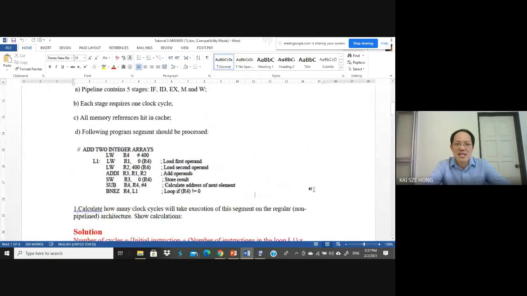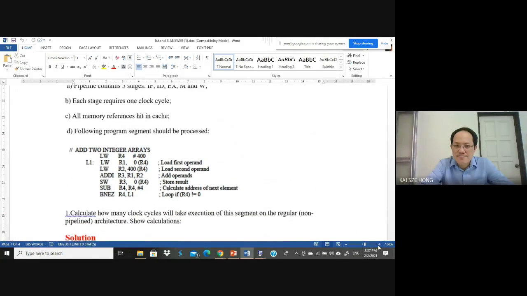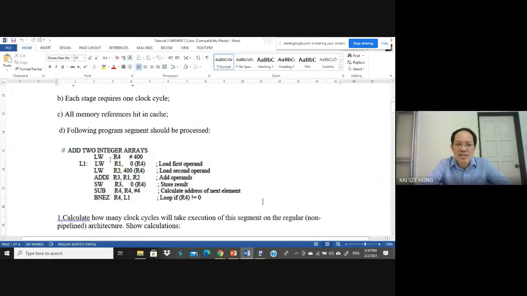Okay, basically, let me show you the idea is like this. Here is 400, right? So every time they subtract 4, means they will run 100 times for this L1 until here. Branch not 0. If let's say the R4 is not 0, then you can branch to L1, label 1. So in one instruction, okay, so here you branch 100 times. So you have the 101 instructions. So let's calculate how many clock cycles will take to execute this segment on the regular non-pipeline architectures. So let's do this. After that, right, let me show you.